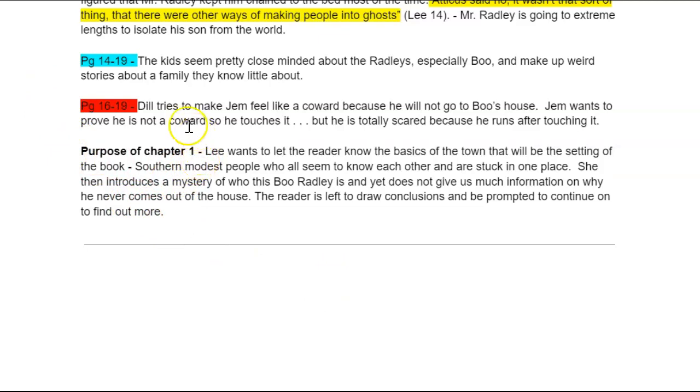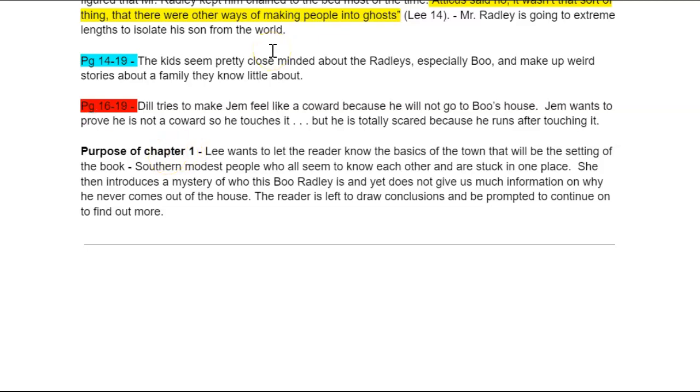Lee wants to let the reader know the basics of the town that will be the setting of the book. Southern, modest people who all seem to know each other and are stuck in one place. She then introduces the mystery of who this Boo Radley is, and yet does not give us much information on why he never comes out of the house. The reader is left to draw conclusions and be prompted to continue on to find more out.